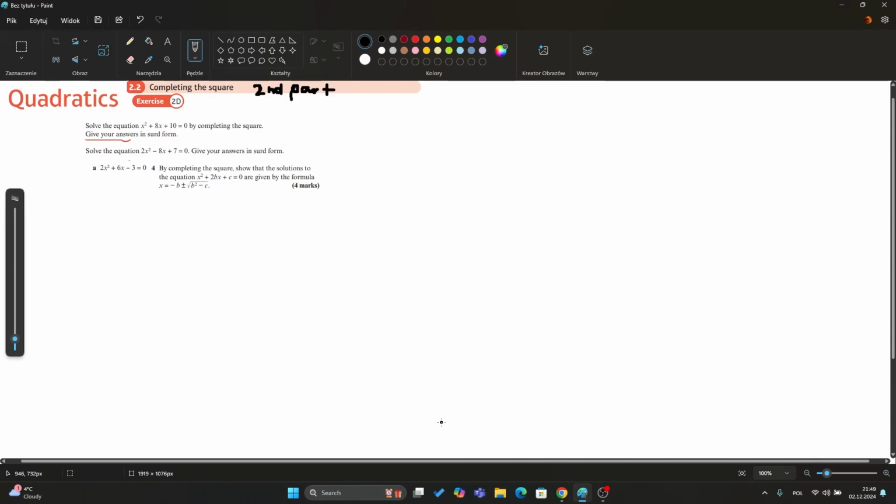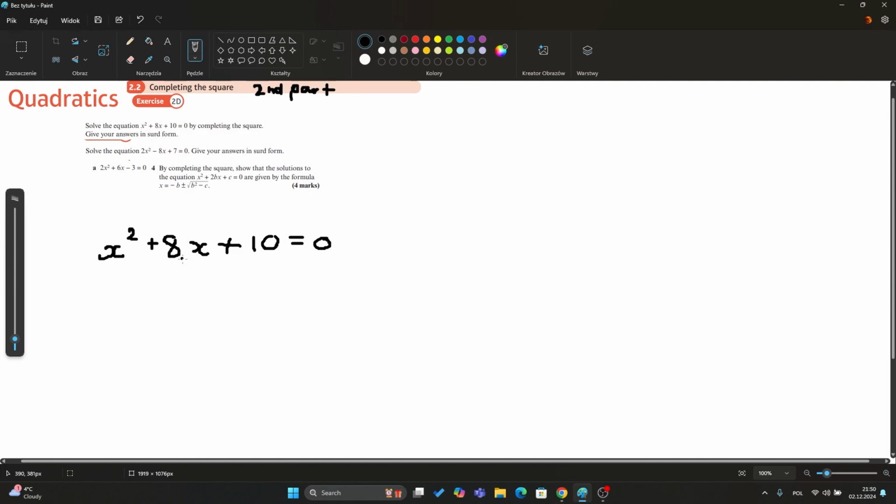Hello and welcome to the Quadratics chapter, where the topic will be continued for completing the square, and this is the second part of completing the square. What we're doing here is solving using completing the square. In the previous section we were just completing the square and that's it, but here we actually use it to solve the equation.